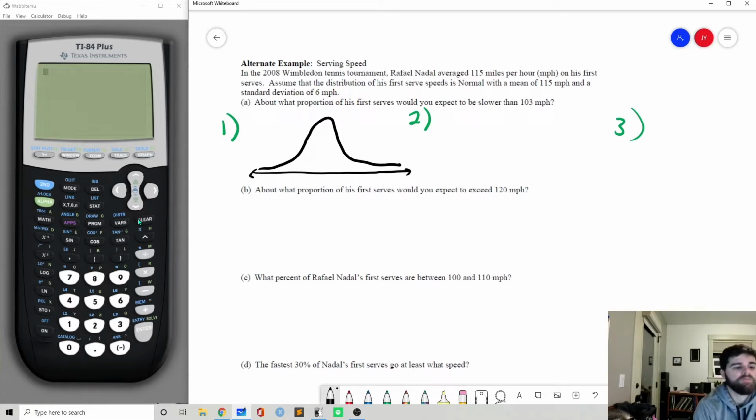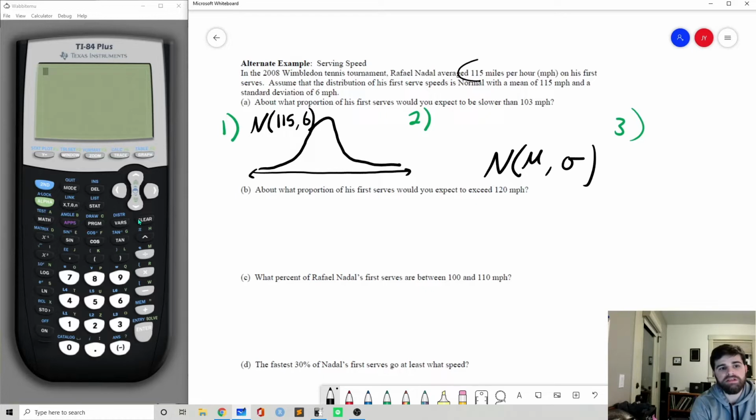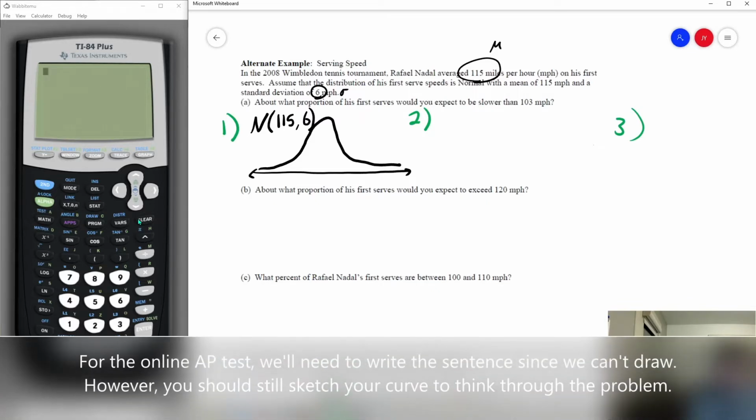All right, so a really quick way to label your curve, and this is totally acceptable to do on the AP test, is with this notation right here. So N for normal, and then we list our mean and our standard deviation. I pulled the mean from here, and the standard deviation was 6. Cool, so this little label right here that I made, that's enough to satisfy that requirement. You could also write a quick sentence that says, our data is approximately normal with a mean of this and a standard deviation of that, but this is faster.